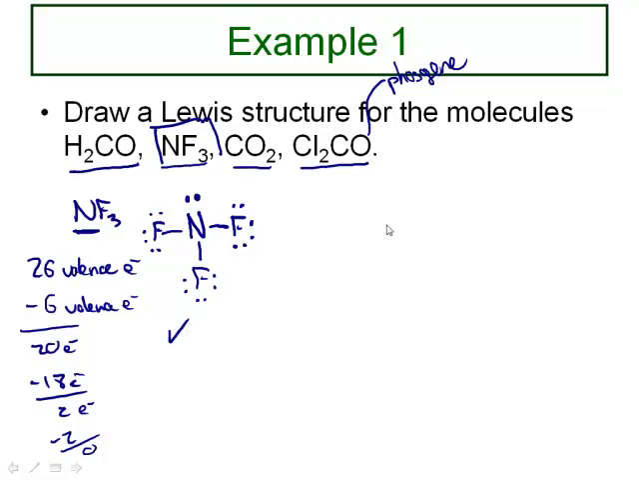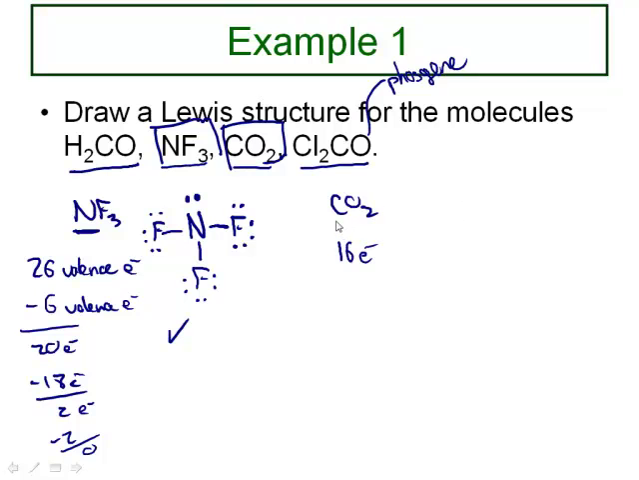Okay, let's look at the next one, guys. The next one we're going to do here is carbon dioxide, CO2. If we look at carbon dioxide, it's got 2 oxygens. Each oxygen has got 6 valence electrons. The carbon has got 4. So it's got a total of 16 valence electrons that we're going to use to draw the Lewis structure.